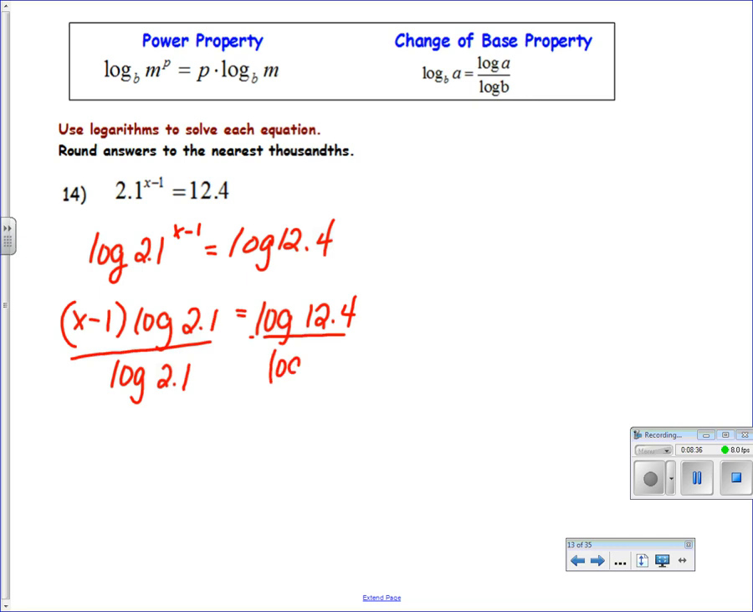Now, once I do my division, that's not going to be my final answer. And I would encourage you, by the way, don't round. We're not going to round until we get to the very end. So with our calculator, we're going to do the log of 12.4 divided by the log of 2.1. And I'm going to get 3.934 and some other lovely numbers after that. I don't want to bother writing that down too much, so I'm just going to add 1 to that. And so if I add 1, there's my answer.